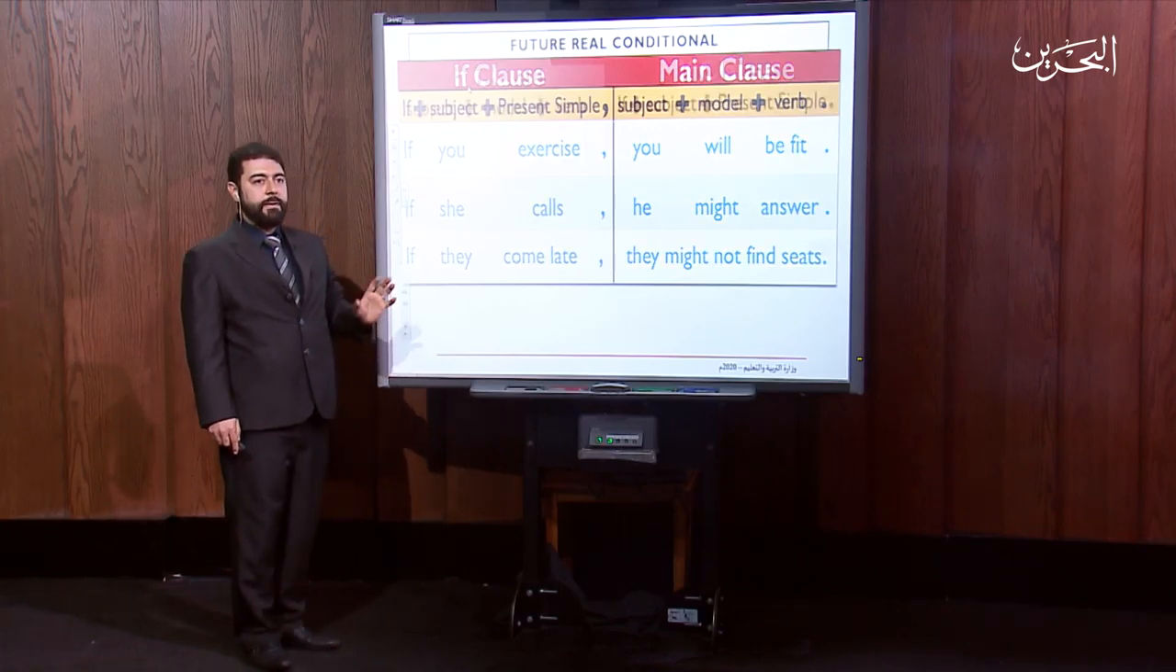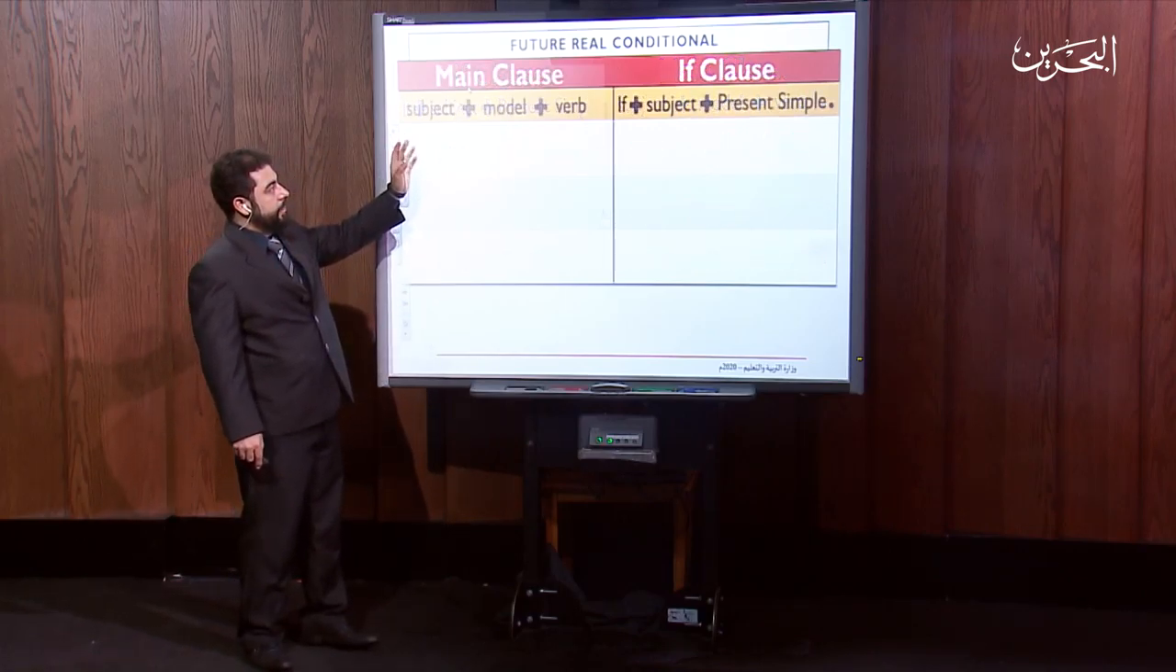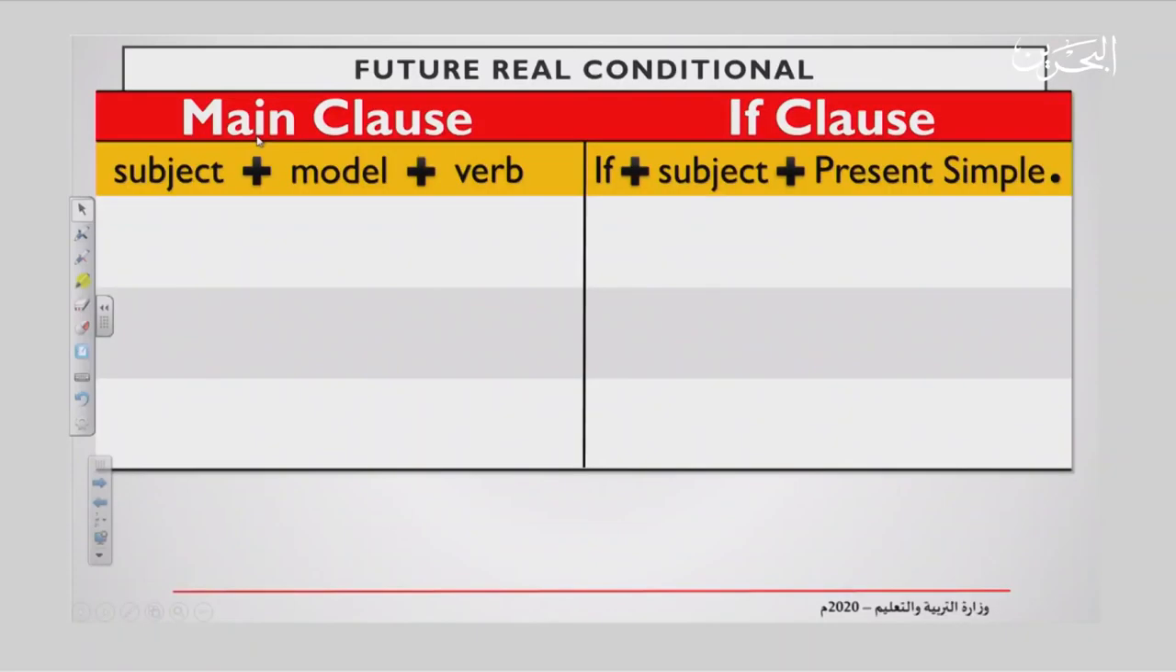All right, let's flip them. So we start with the main clause and we end with the if clause. Both are switched. Let's take a look. You will be fit. You started with the subject, modal here, verb, be fit. And the verb is in the base form. You do not change it. So the base form of be is be. It comes in three forms: am, is, are. But after a modal, we cannot use am, is, or are. You use be. So, take a look, the I in if is in lowercase. Do not forget this. It's in the middle of a sentence.